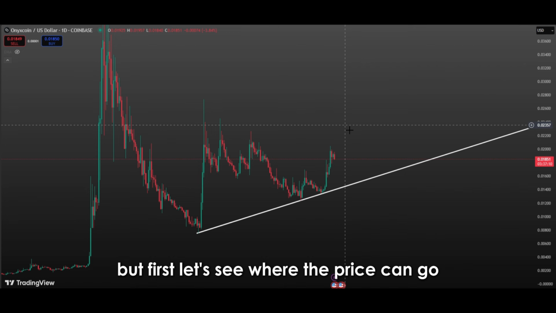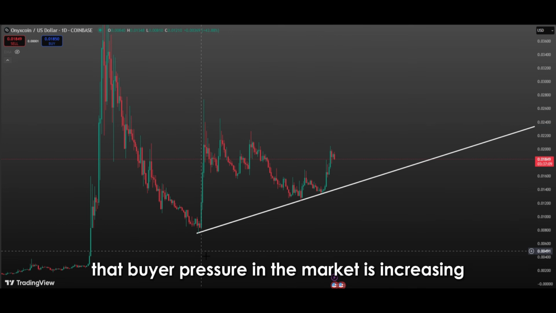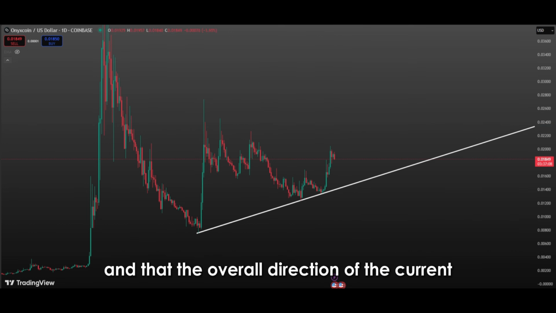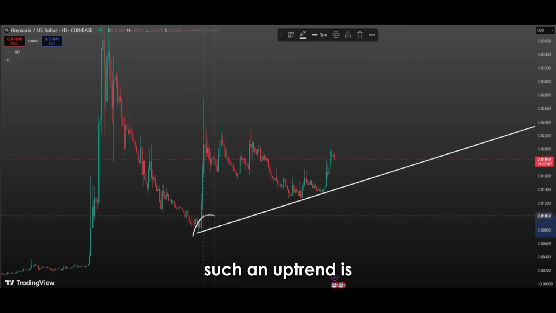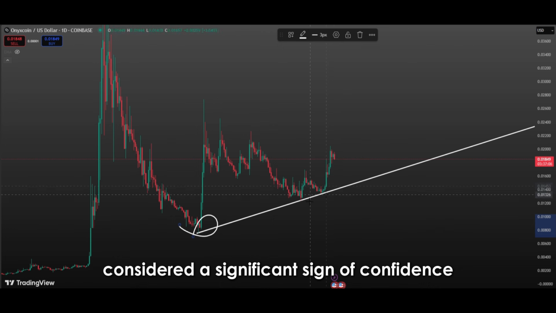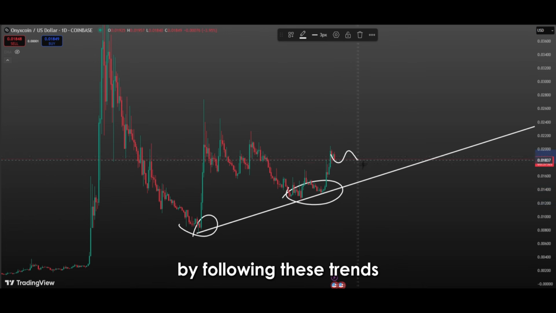But first, let's see where the price can go if it's listed on Binance Spot. This clearly observed upward trend structure on the chart confirms that buyer pressure in the market is increasing and that the overall direction of the current price action is upward. Such an uptrend is considered a significant sign of confidence in technical analysis, as investors who trade in the buying direction tend to shape their positions by following these trends.